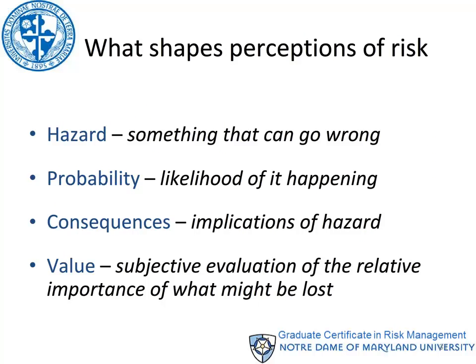Different factors shape risk perception. Here are some considerations that do shape perceptions of risk. The hazard itself, something that can go wrong, something that can cause harm. Probability, that would be the likelihood of that harm happening. Consequences are the implications of the hazard, the nature of the harm, whether it's property loss, personal injury, illness, death, whatever it might be. And then there is value. This is the subjective evaluation of the relative importance of what might be lost.